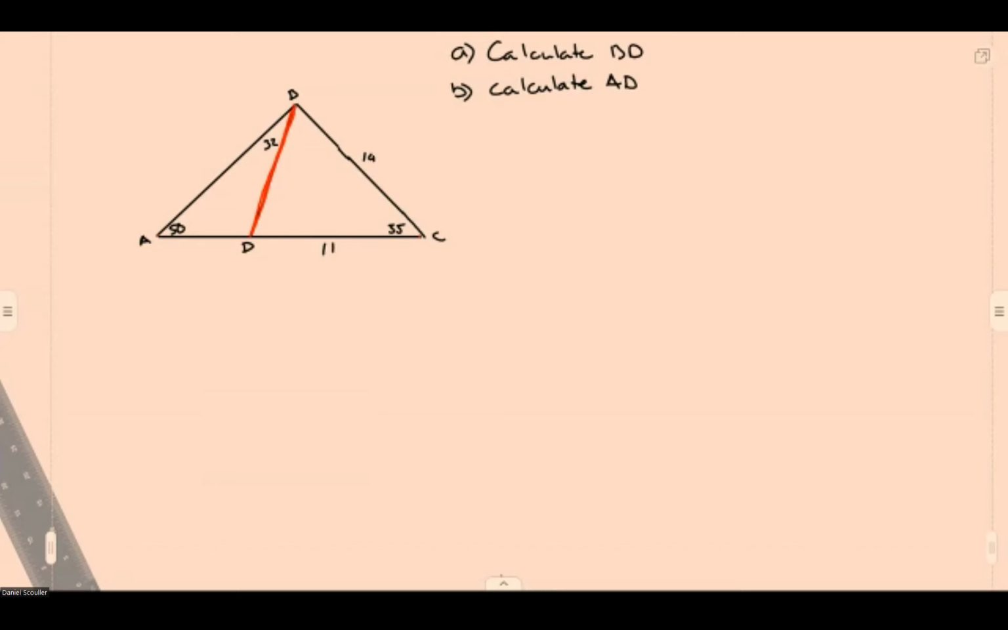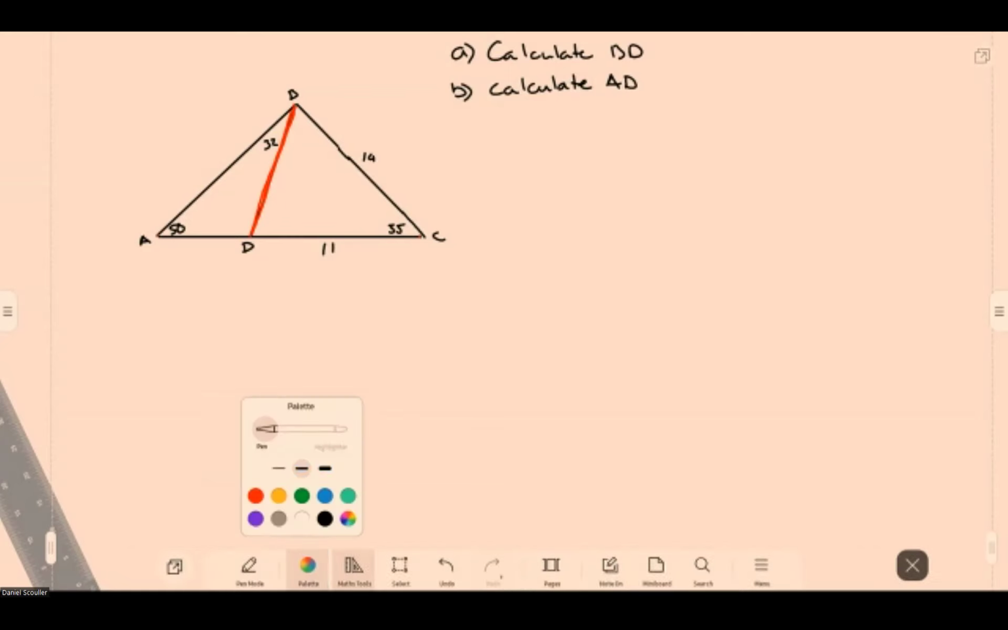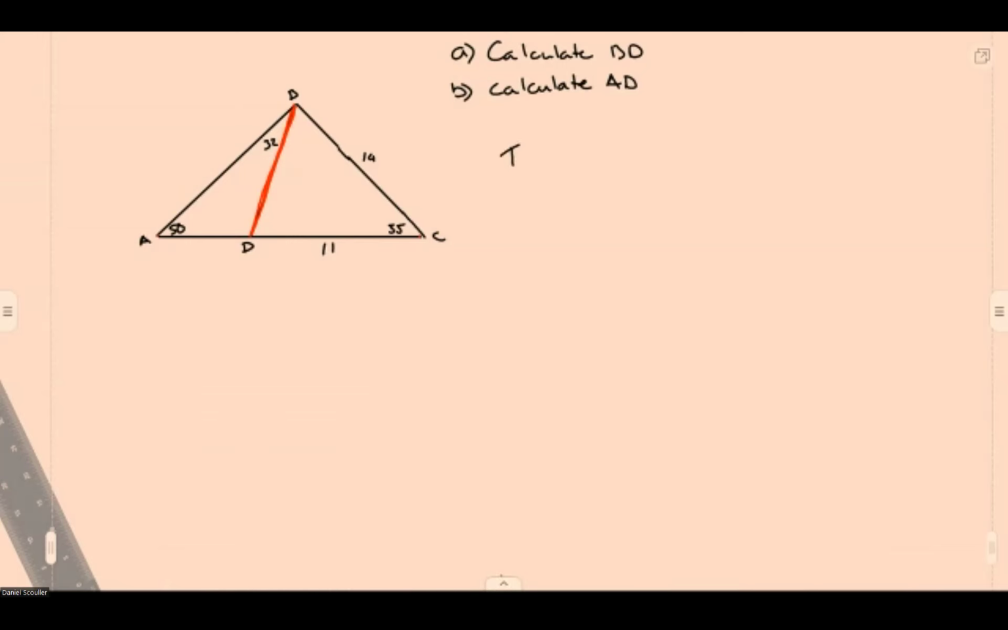Now there are two triangles involved in this. We're looking for the triangle where we've got more information. In this regard, that's triangle BCD. So we've got the triangle made up of the points B, C, and D.